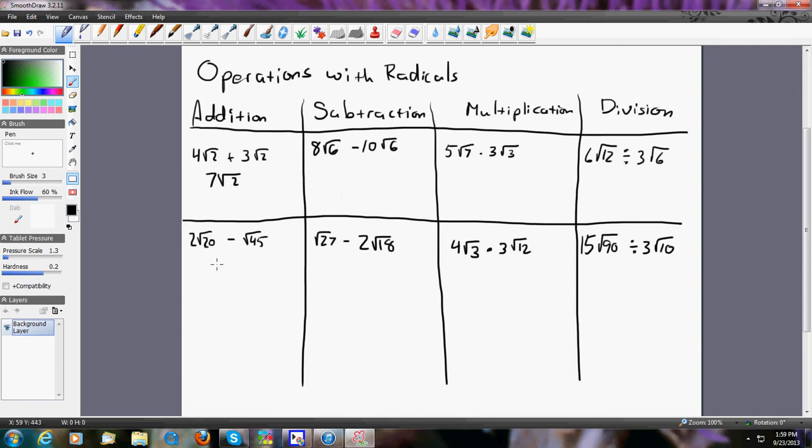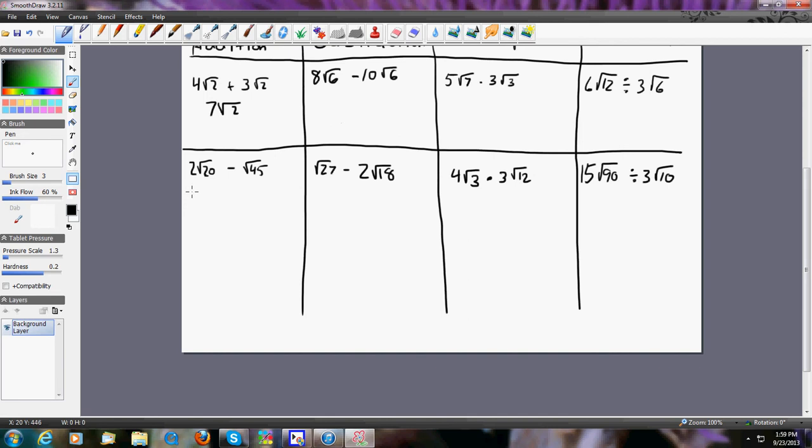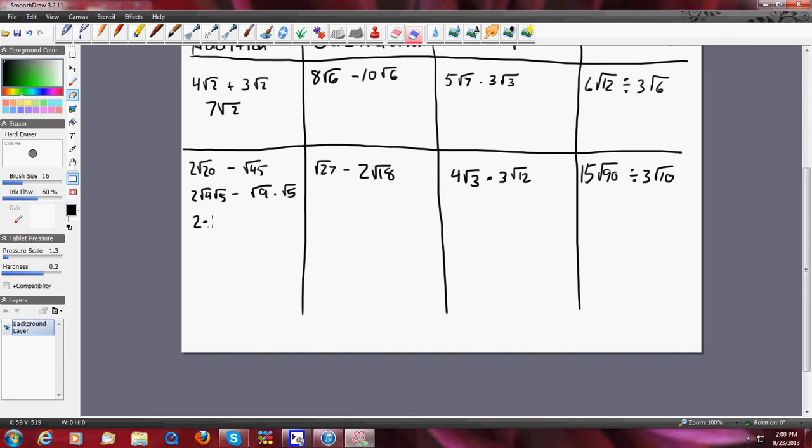Here's a little bit of a problem. I have 2 radical 20 minus radical 45. Well, the 20 can be rewritten as radical 4 times radical 5. I also know that square root of 45 is radical 9 times radical 5. So this becomes a 2. The radical 4 becomes a 2 as well. So it's 2 times 2 times radical 5 minus radical 9 is 3, but that's radical 5.